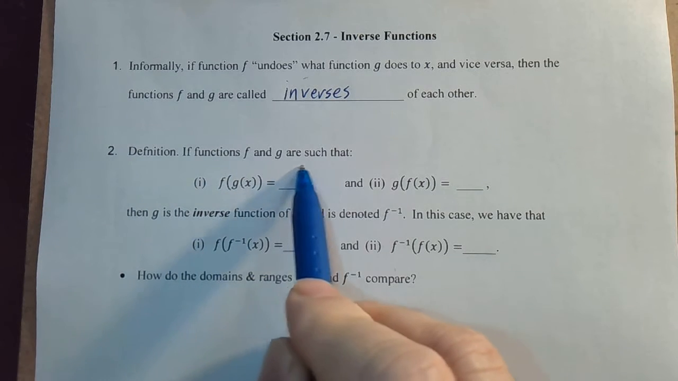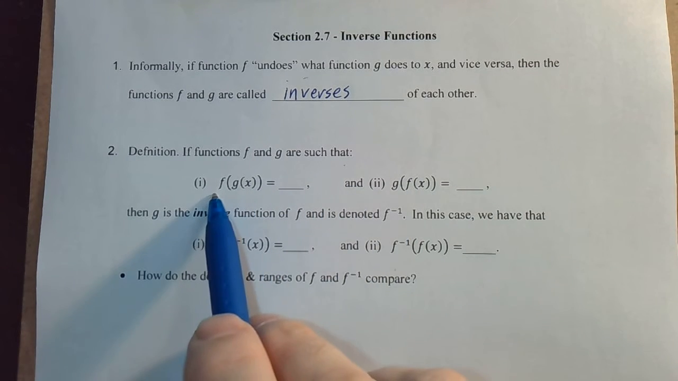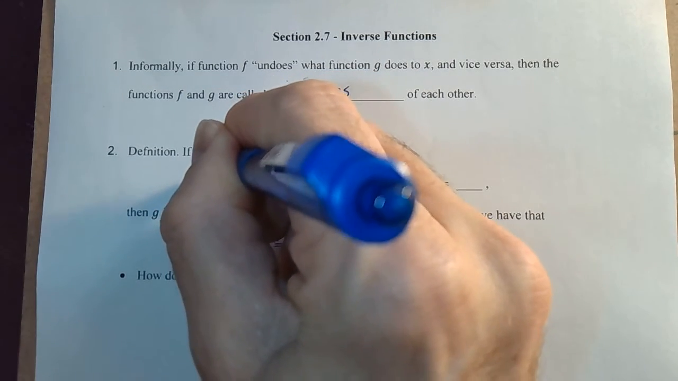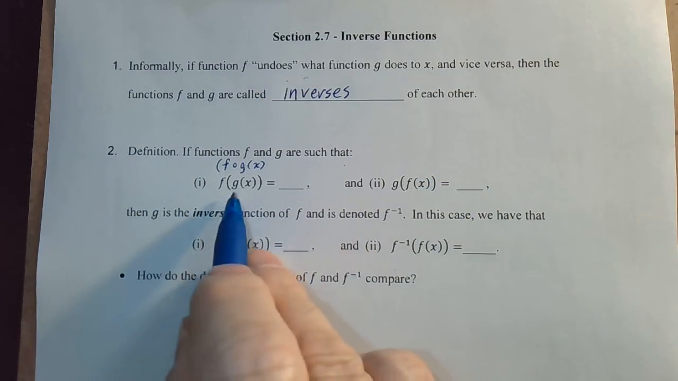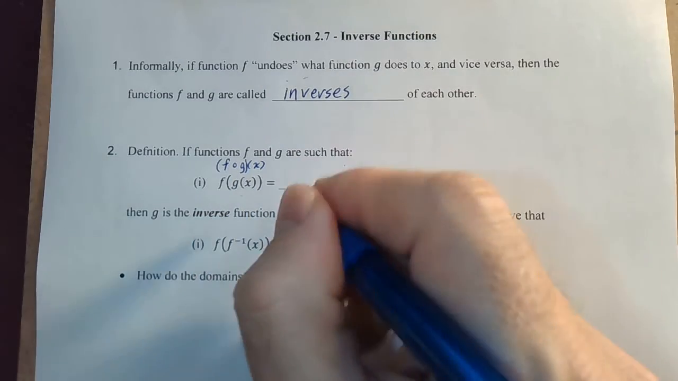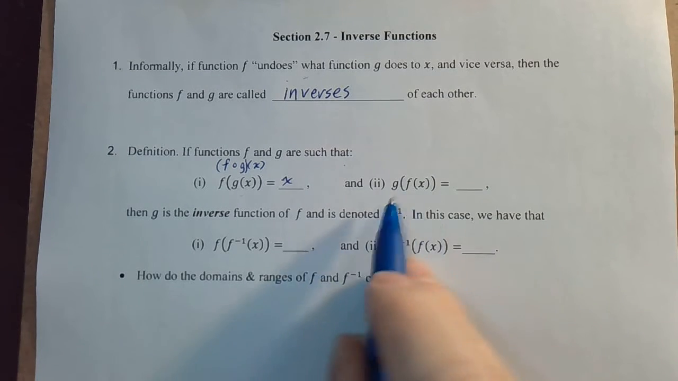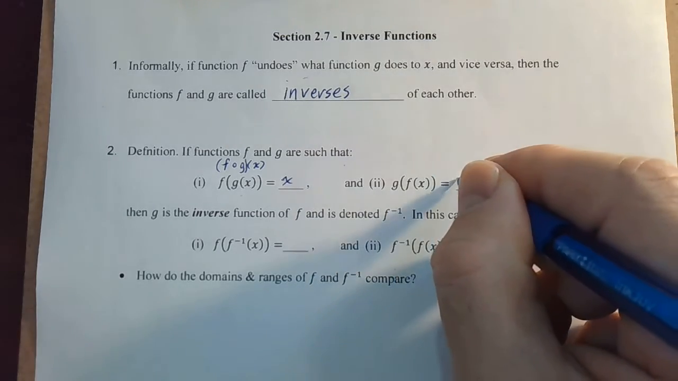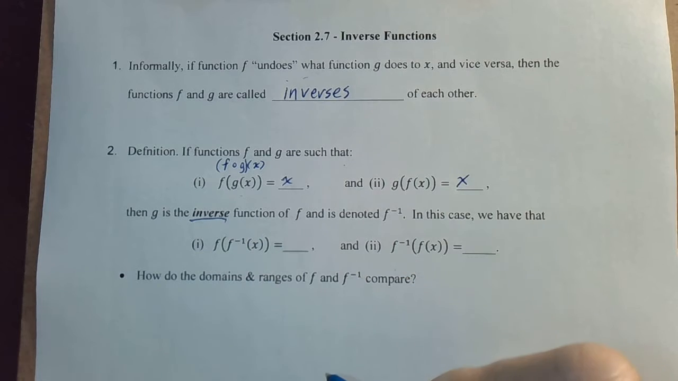If functions f and g are such that these two things hold: f of g of x, remember that's the composition of functions, that's f composed with g of x. This is the definition of f composed with g. If that's just equal to x, and then when you reverse it, g of f of x is also equal to x, then g is the inverse function of f.